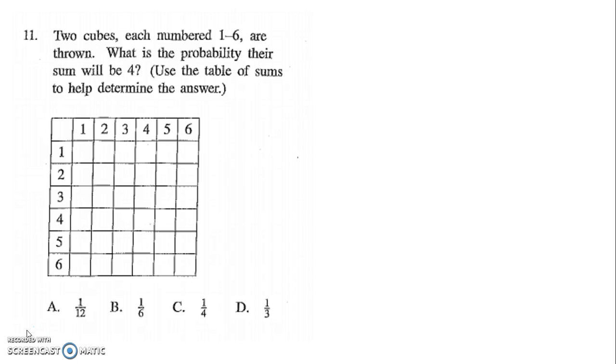It says 2 cubes, each numbered 1 through 6, are thrown. What is the probability that their sum will be 4? That their sum will be 4. Use the table of sums to help you determine your answer.